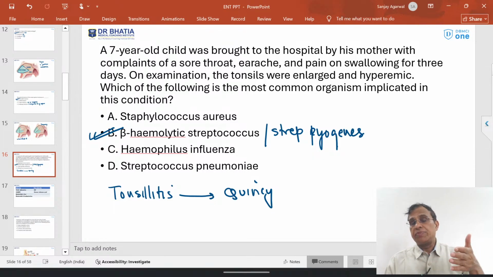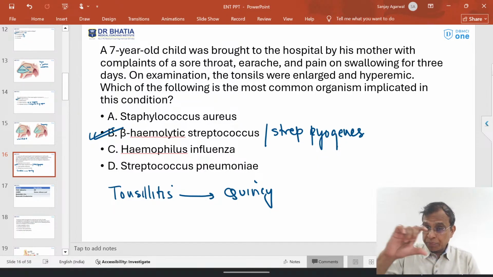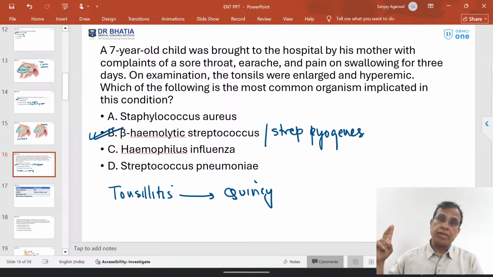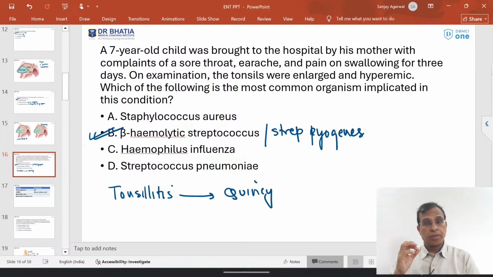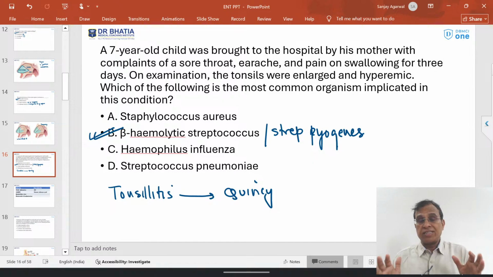Now I have to tell you this because when I read this question, I told you question पढ़ के दोनों ही possibility है, Quinsy भी possibility है और tonsillitis भी possible है. Now if it is Quinsy, then strep pyogenes is the only correct answer. Virus नहीं हो सकता.